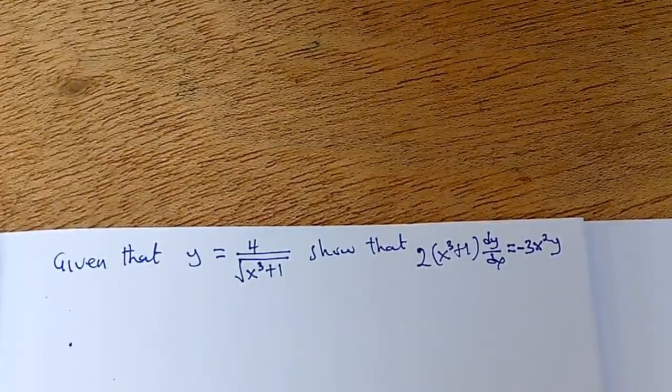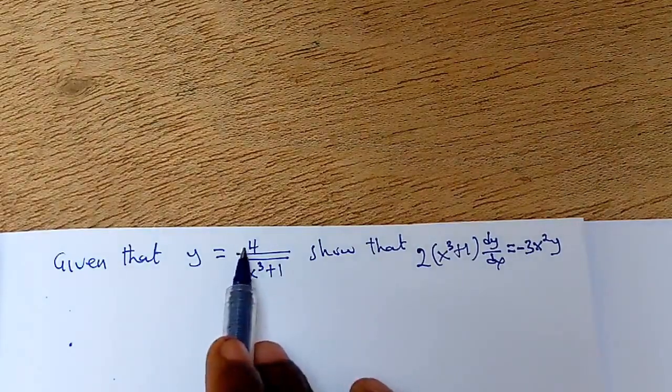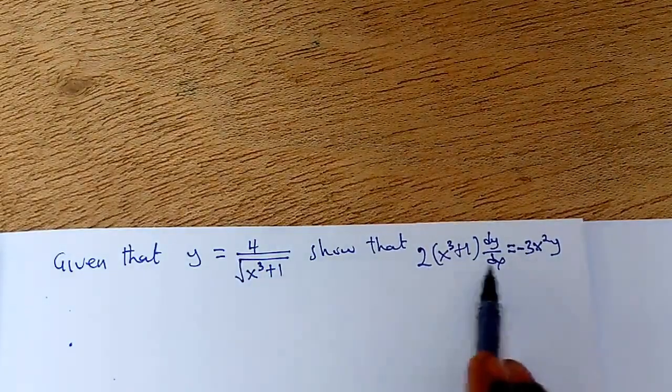Let's try this question. I have a question here, and the question is: given that y is equal to 4 over the square root of x squared plus 1, show that 2(x squared plus 1) dy/dx is equal to minus 3x squared y. What I'm going to do here is very simple. They just wanted us to prove this. So they've given us a question here, and we are to show that this one is equal to this.